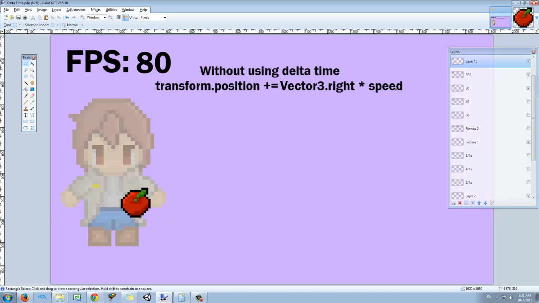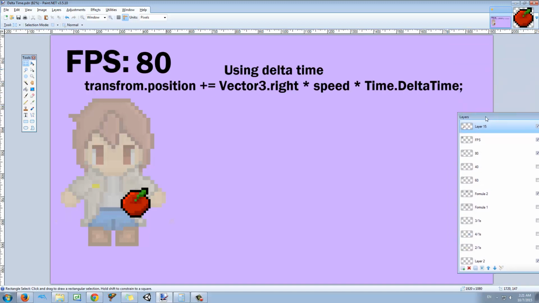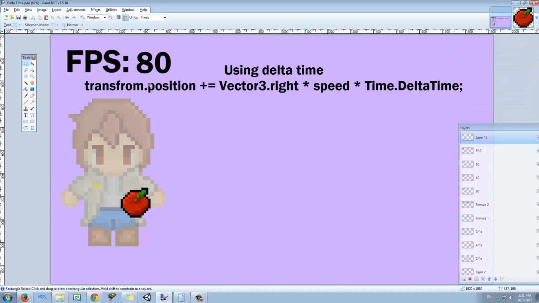So we have to change this formula. Just add Time.deltaTime. Using delta time, we're just going to say transform.position plus equals Vector3.right times speed, and also times Time.deltaTime. I told you guys this is the time that occurred from the last frame to the current frame.